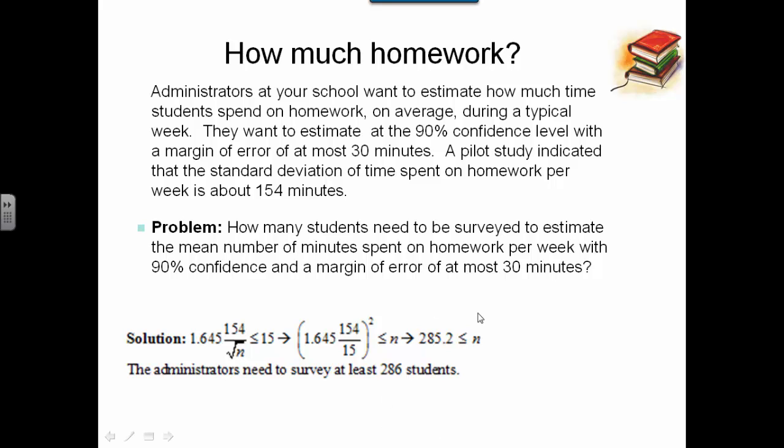Here's the math. 90% confidence is 1.645 for z star. We take our sigma, which is the standard deviation, over the square root of n is less than or equal to 15. Do the math, move the n over, divide by the 15, square both sides, and we get about 286 students need to be surveyed in order to get a 90% confidence level.